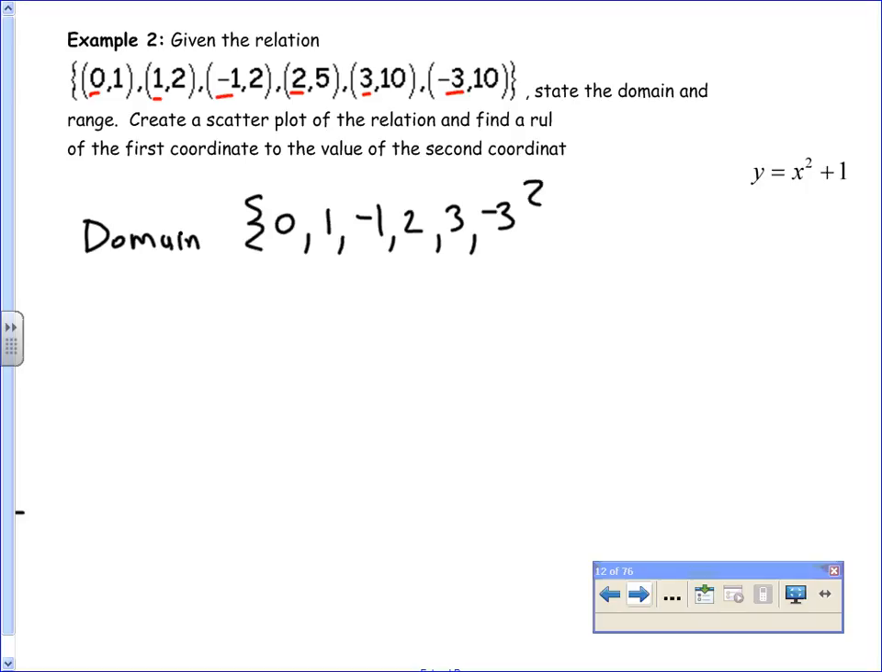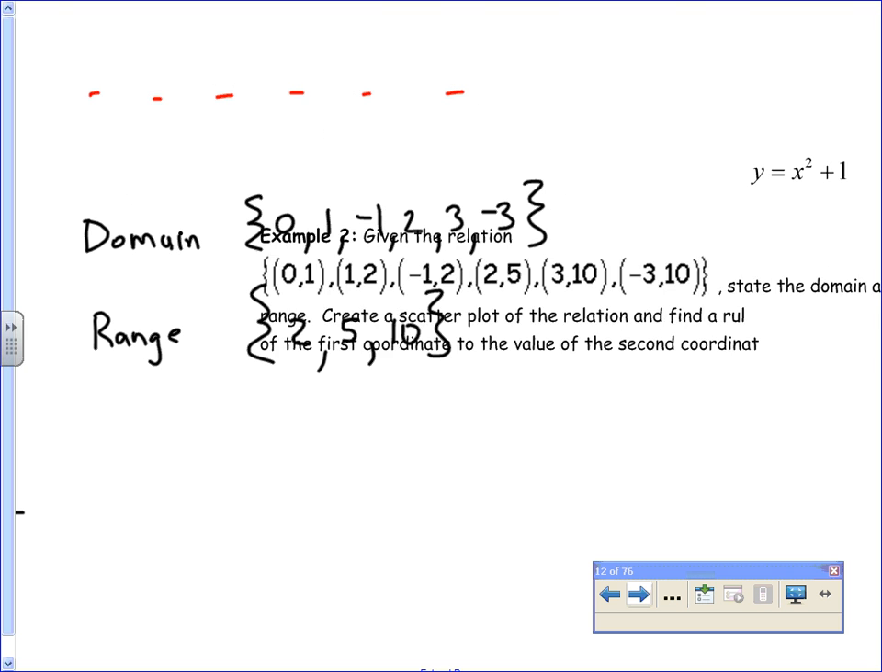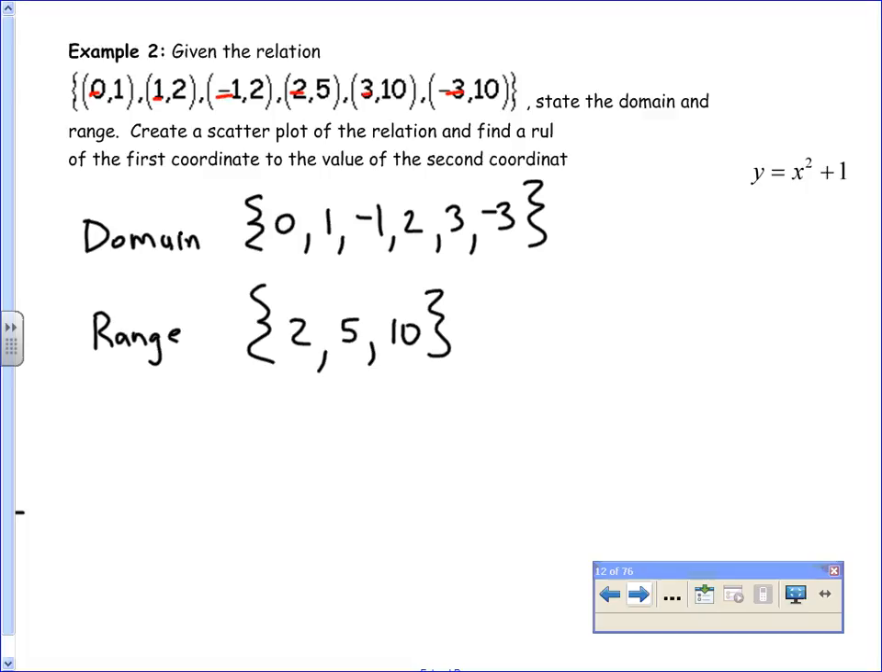And then the set of your range is going to be all of those y values. So that would be 2, and then 2 is repeated, but we don't need to write it again. So then we have 5, 10, and then 10 is repeated, so we only need to have 3 values there for a range.